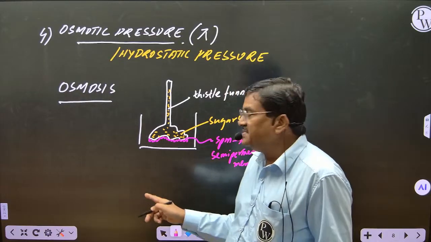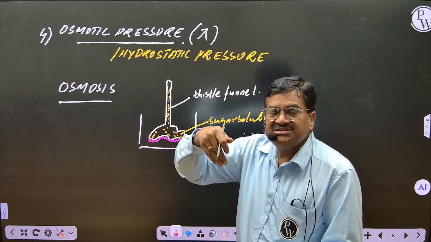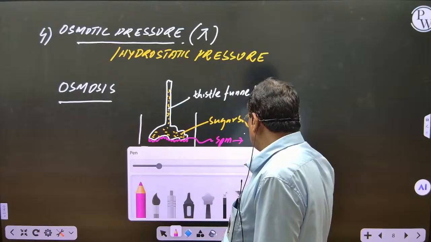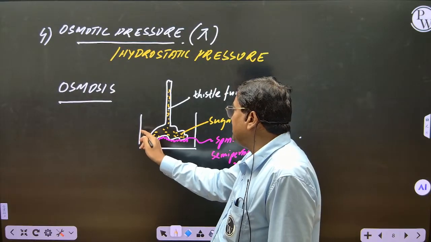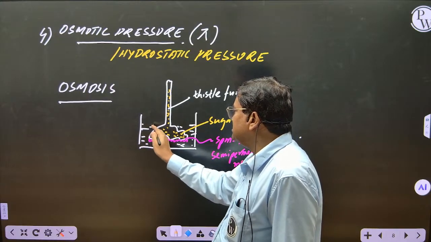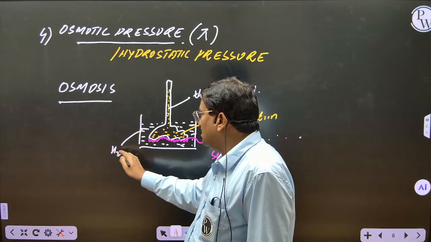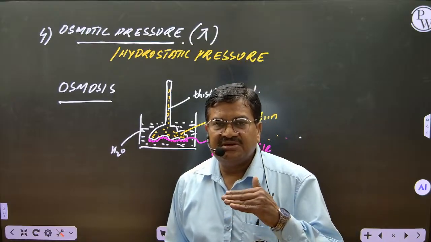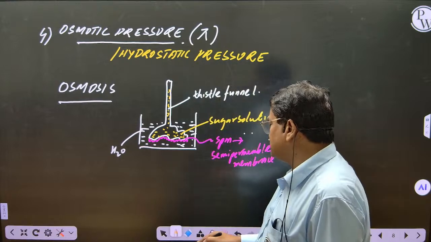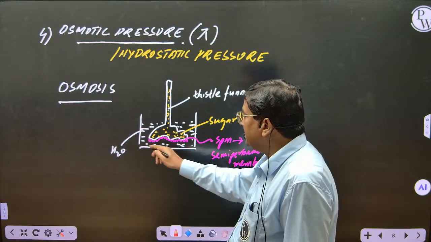Understood? The thistle funnel is fitted at the bottom with a semi-permeable membrane, and this entire thistle funnel, which is filled with sugar solution, is kept in water. Imagine this white color I am showing is water. Now slowly, imagine students, when we place the thistle funnel filled with sugar solution in water, can you guess what happens? Maybe you know, slowly the water molecules will get inside the thistle funnel.